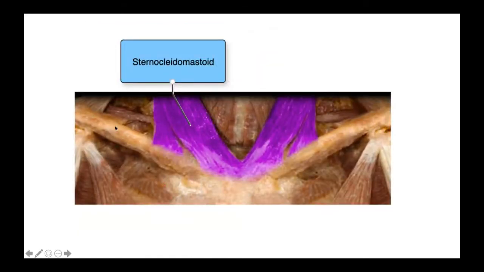This is a close-up view. Here's the clavicle, and here's the clavicle. Here are the sternal fibers and the clavicular fibers. So this is the sternoclavicular portion. We don't see the mastoid portion because they're not even showing the rest of the neck.